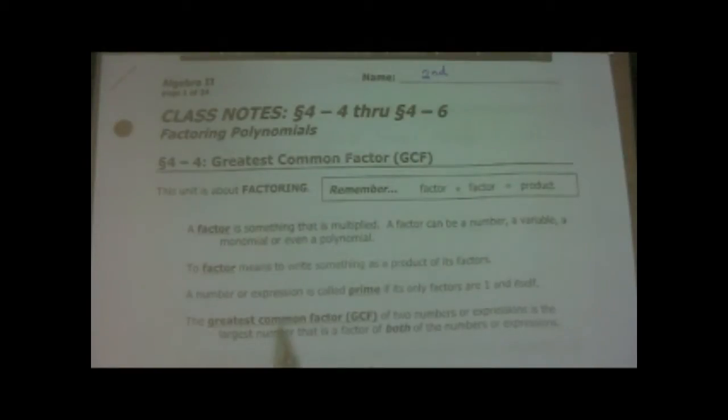A number or expression is called prime if its only factors are 1 and itself. So in other words, if I can't break it up into 2 different factors where one of them isn't 1 and the other one isn't itself. The greatest common factor, GCF, of 2 numbers or expressions is the largest number that is a factor of both of the numbers or expressions. So that's what a GCF is.